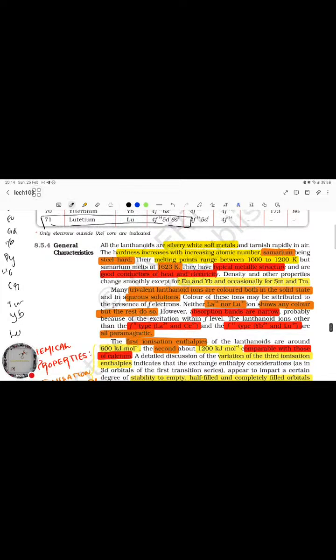Okay, now what they're trying to say is that the melting point is going to range between 1000 to 1200 kelvins, but samarium is going to melt at 1623 kelvins due to the fact that it has more unpaired electrons, which means that it will have a lot of interactions between them. And then their metallic structure, okay fine. And the density and the properties have a smooth transition, except for europium and ytterbium; the density and other properties are going to change smoothly.